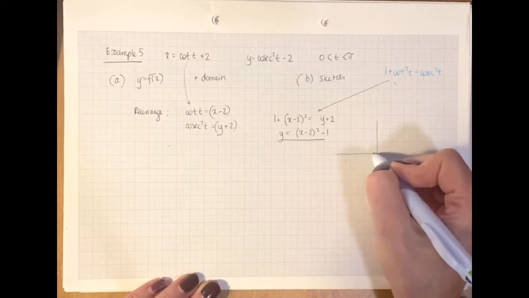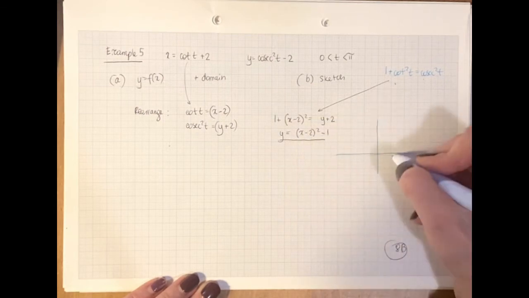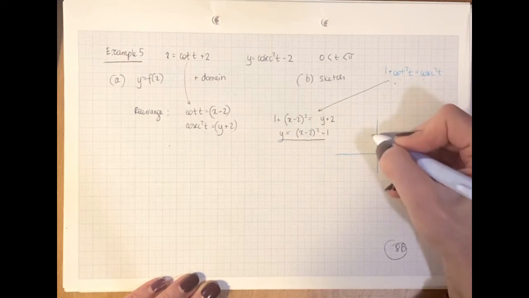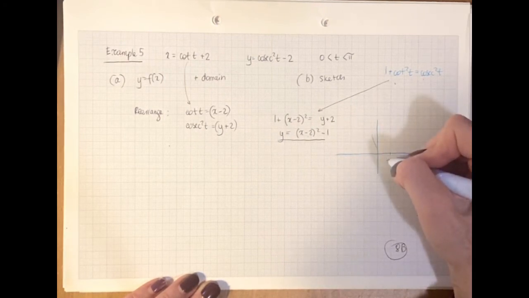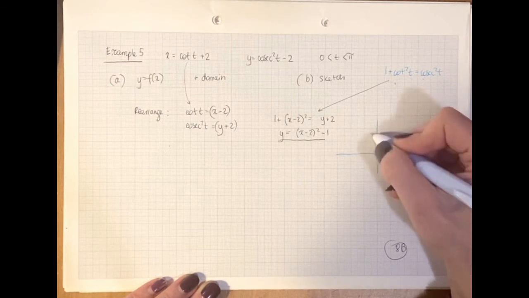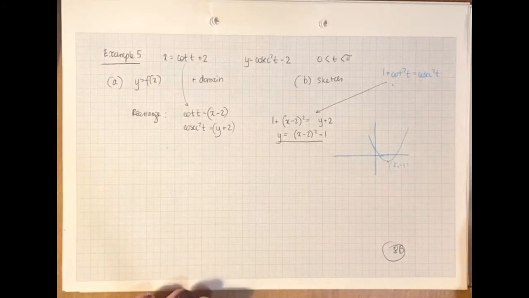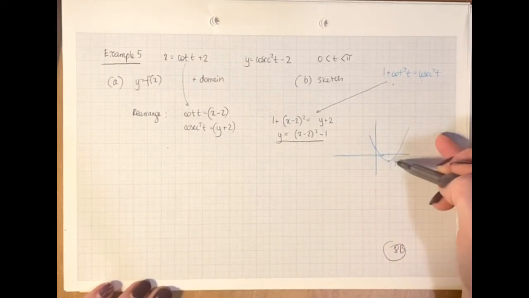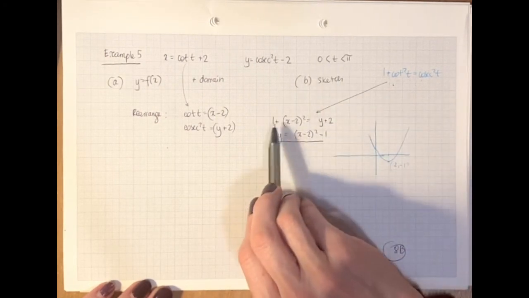I'm tempted to draw it, so I'll sketch it here. The minimum value is 2 minus 1, so it's equal to 1. That's going to go through here. There you go. But that just tells me that there will be a limiting value of minus 1. But let's just check the domain and then the range.